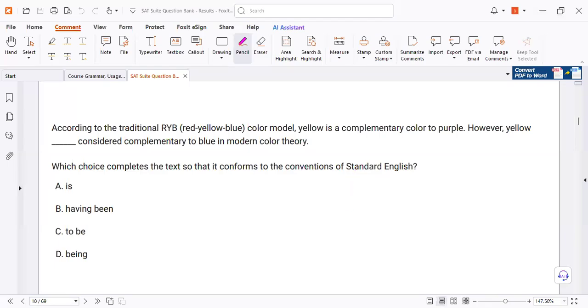What is the best answer? Is A. Letter A, correct. The subject is a noun, and we need a single verb, subject-verb agreement.